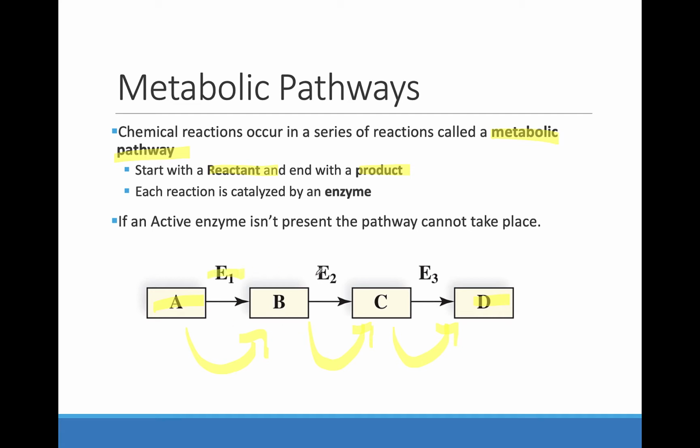Each reaction is catalyzed by an enzyme. Without the enzyme, the reaction would not occur fast enough for your body. If one of the enzymes in the pathway isn't available, then the pathway will stop working and we won't be able to make product D.